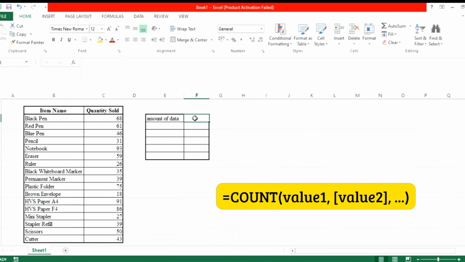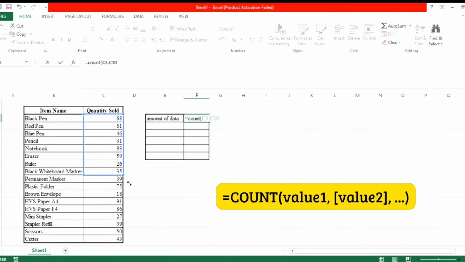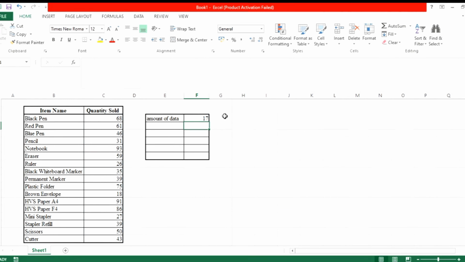The formula is equal COUNT, open the parentheses. The use of COUNT is to count how much data there is, not the amount. Then we just block the cells containing the values that we want to count. So here it is C3 to C19, close the parentheses, then don't forget to enter. So there are 17 data in the example data that we have.